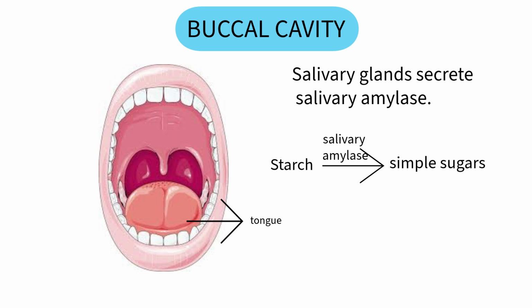We discussed enzymes before, just after the beginning of this video. Saliva contains an enzyme called salivary amylase. It is an enzyme that breaks down starch partially to produce simple sugar. Teeth help in physical digestion and salivary amylase helps in chemical digestion of starch.